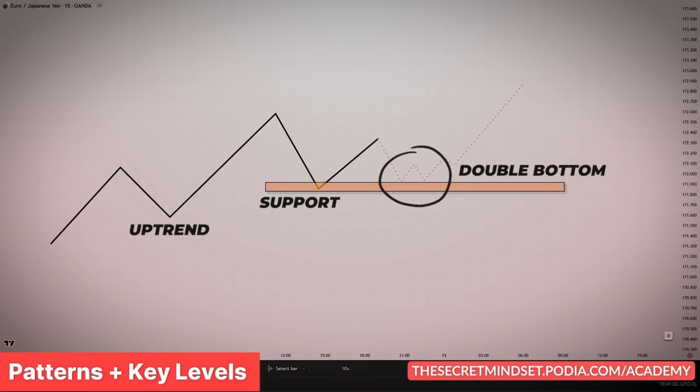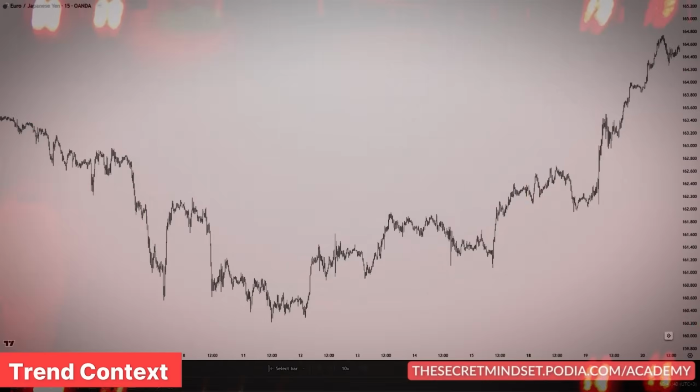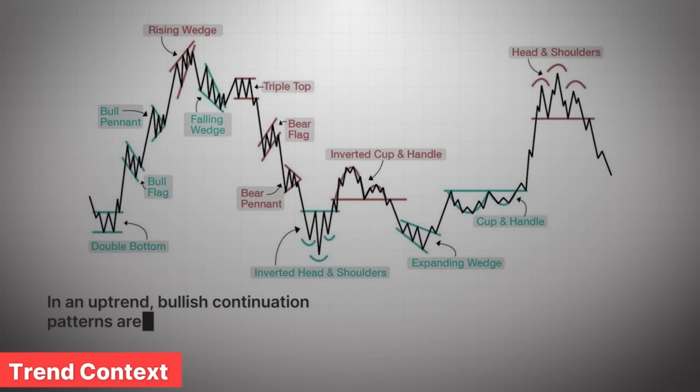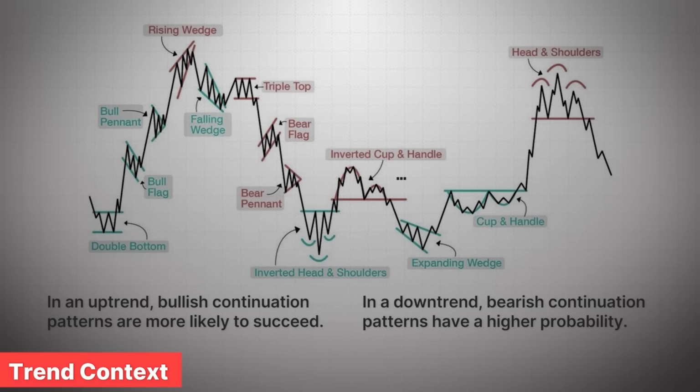The overall trend is also crucial. Trend is your friend, as they say. In an uptrend, bullish continuation patterns are more likely to succeed. In a downtrend, bearish continuation patterns have a higher probability. You always want to trade in the direction of the path of least resistance.